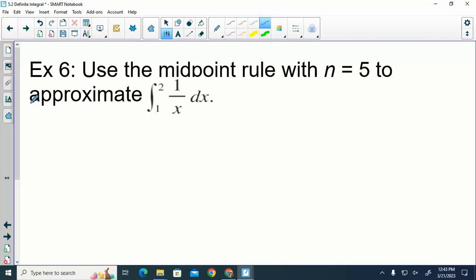So the last one for today. Use the midpoint rule with n equals 5 to approximate this integral. So, change in x. What's my change in x going to be? Yep. 1 fifth, or if it's easier, that would be 0.2. All right. So we know we're going to be multiplying everything by 0.2, and we're going to get 5 things.